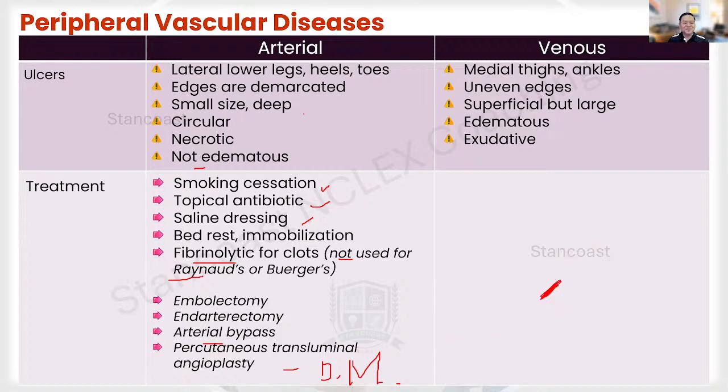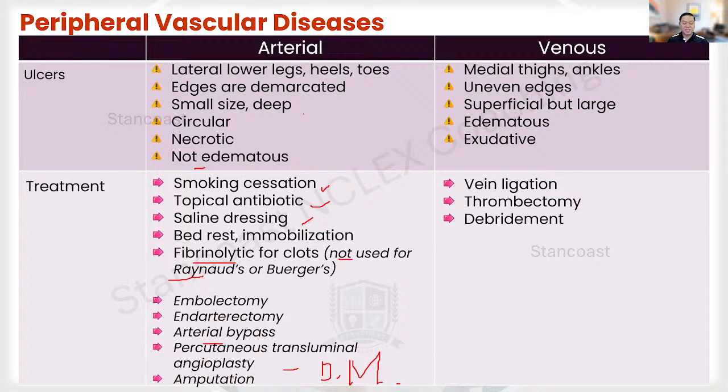So hang tight. So for the PVD, venous type of PVD, there will be that vein ligation, of course. And there is also another treatment, thrombectomy, which is basically the removal of the blood clot inside the vein. There's also going to be debridement to get rid of those dead tissues. And again, if they're not going to remove those, it will prolong the healing process.